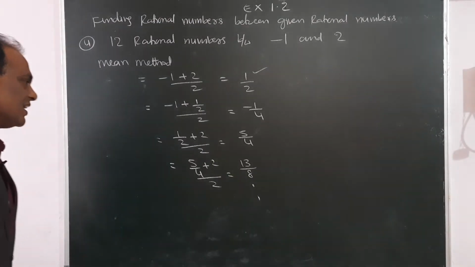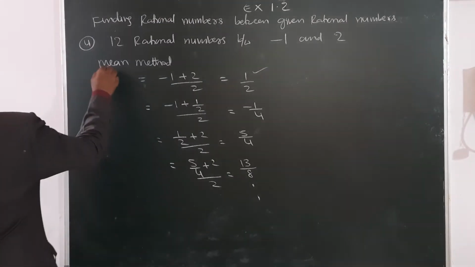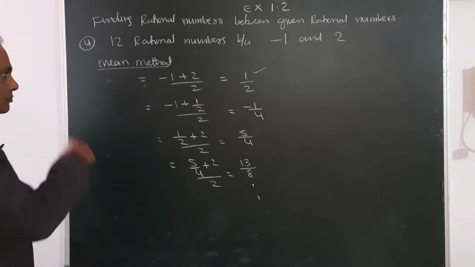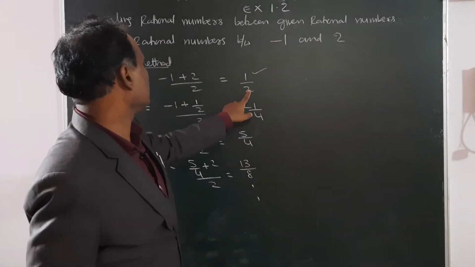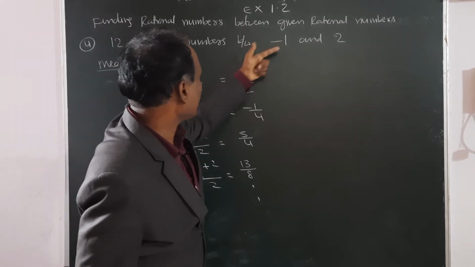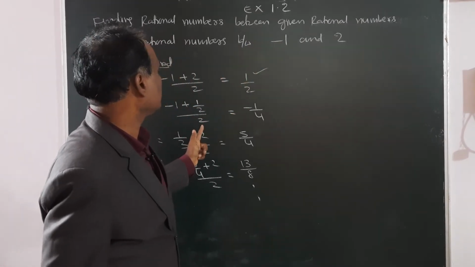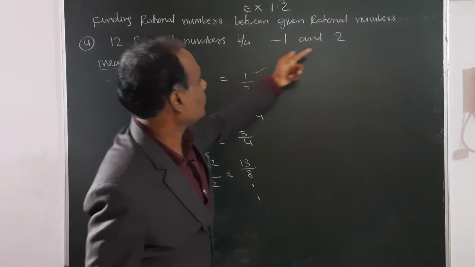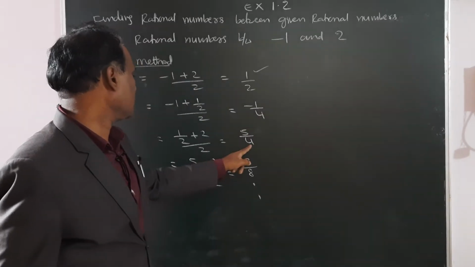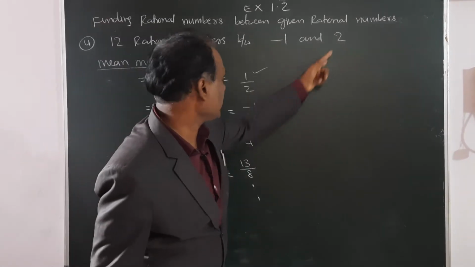But it will be difficult because doing it for 12 times will be lengthy. So I will apply the second method. This method also you can write down. Mean method. (-1 plus 2) by 2. Then (-1 plus 1 by 2) by 2. And again 1 by 2 plus 2 by 2. Then 5 by 4 plus 2 by 2.